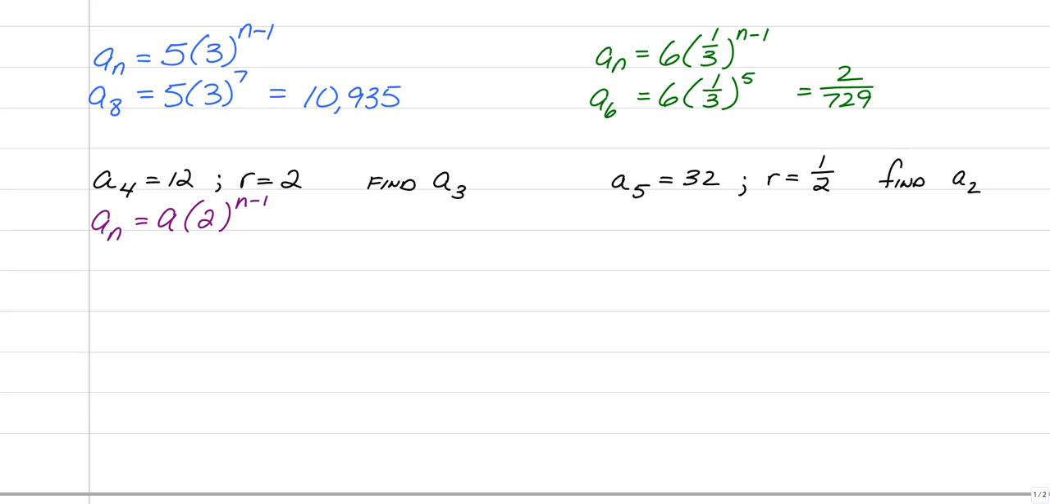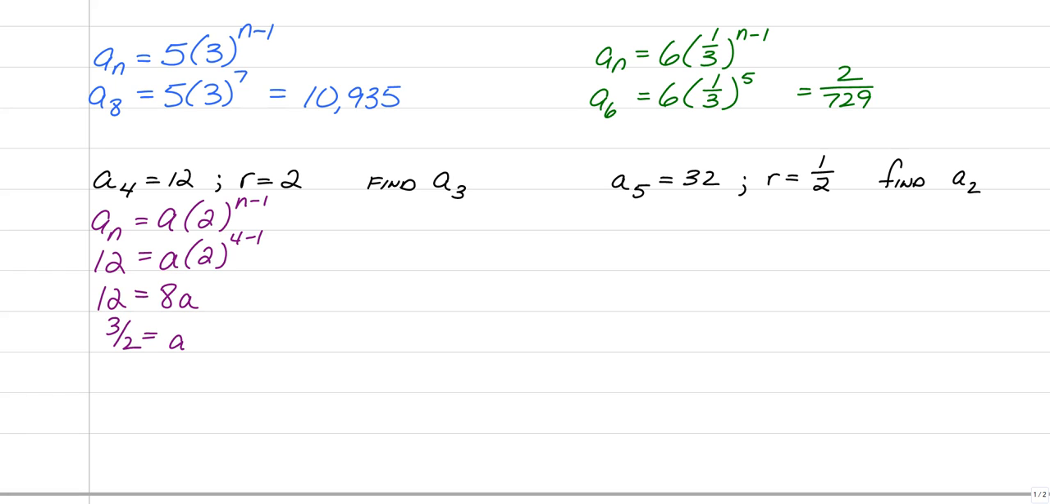And now what we need to do is substitute in what we do know. So we know that a sub 4 is 12. So 12 is equal to a times 2 raised to the 4 minus 1 power, because that is our fourth term. Okay, a sub 4 is equal to 12. So now we just have to say 12 is equal to 2 to the 3rd power, which is 8, so 8a. So a is equal to 3/2.